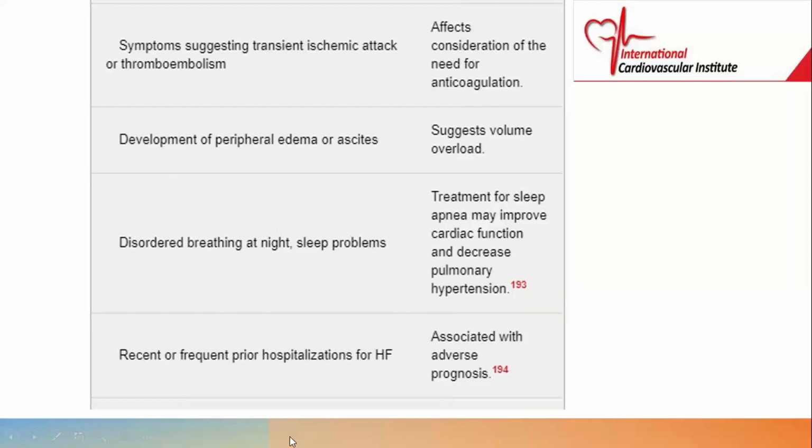And with heart failure, these patients tend to get admitted quite often. Remember, you have 25% readmission in the first month. And that's associated with an adverse outcome.